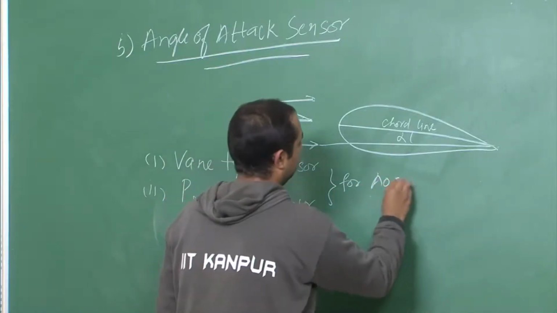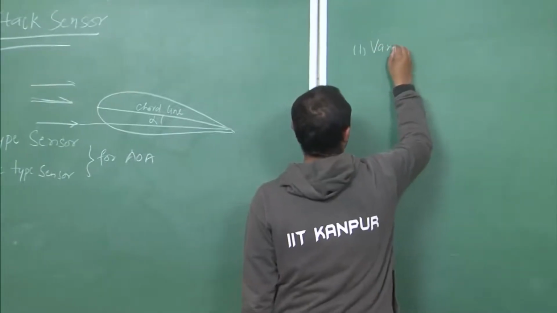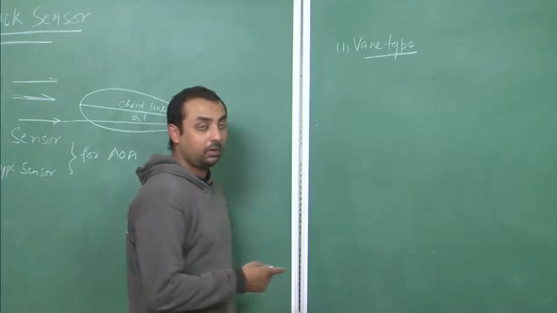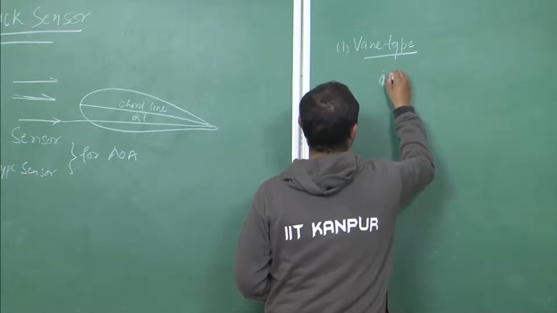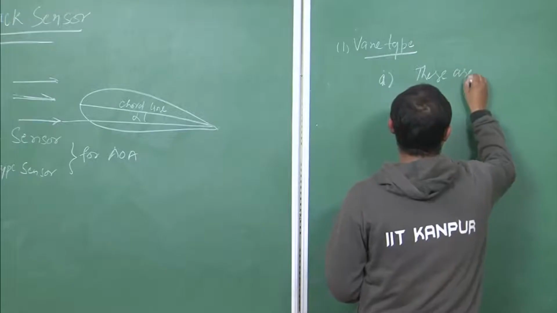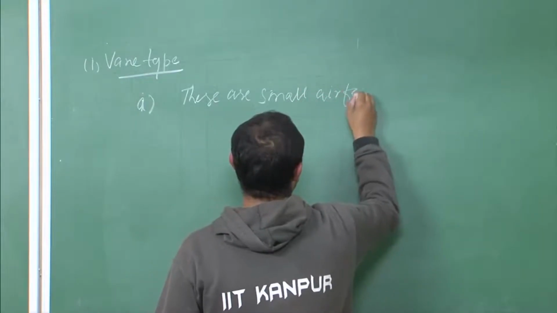First, vane type. Vane type of angle of attack sensors, the properties are, first, these are small airfoil type, small airfoil shape, which are free to rotate.